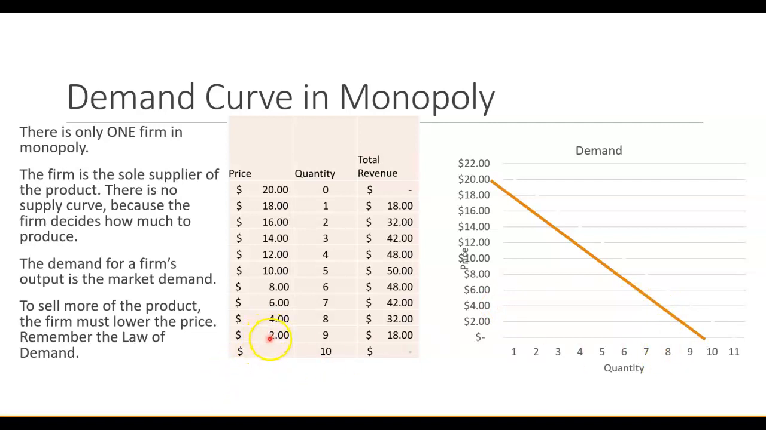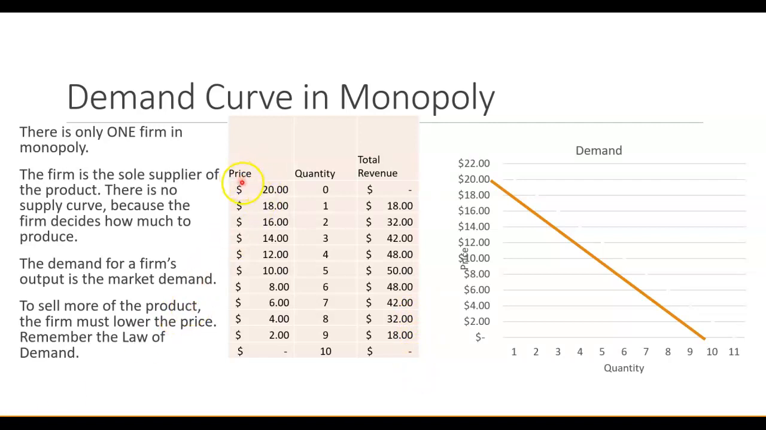Well, what about if you lower the price to $2? Now you're selling 9 units, but your total revenue is $18. And if you give it away for free, obviously you're not going to have any revenue. So take a moment to look at what's happened to the total revenue curve. As you lowered your price, your revenue increased, it maxed out, and then it started to decrease.